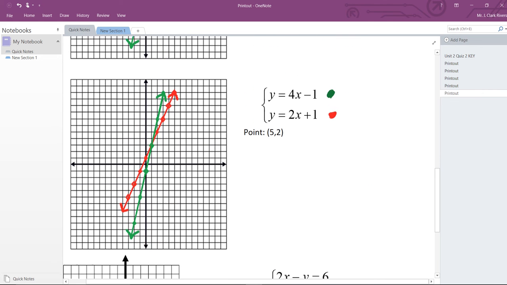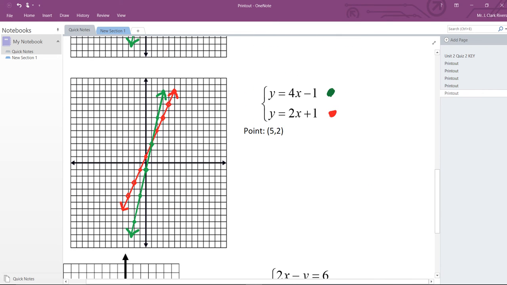Take a look at this one. The point (5, 2). Think about what would happen if you plugged in (5, 2) to the green equation, and what would happen if you plugged in (5, 2) to the red equation.